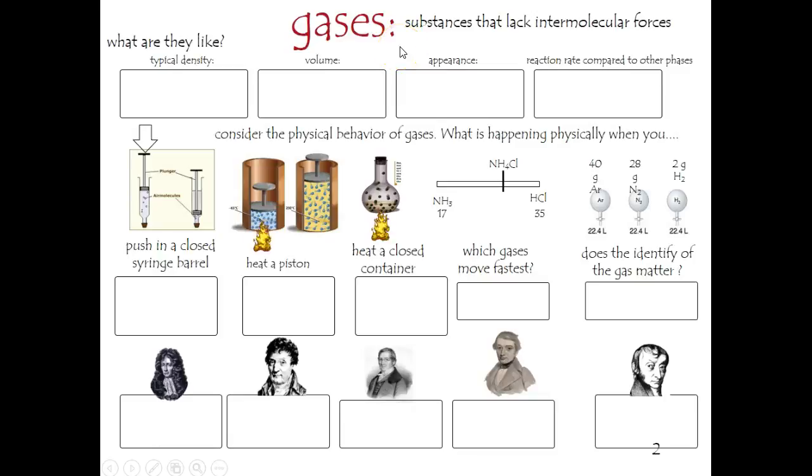Gases are substances that lack intermolecular forces. To put this in context, solids have very strong intermolecular forces. Liquids have more fluid intermolecular forces. Gases have none. The typical density of a gas is just about 1 gram per liter. That's up to 1,000 times less dense than a liquid.